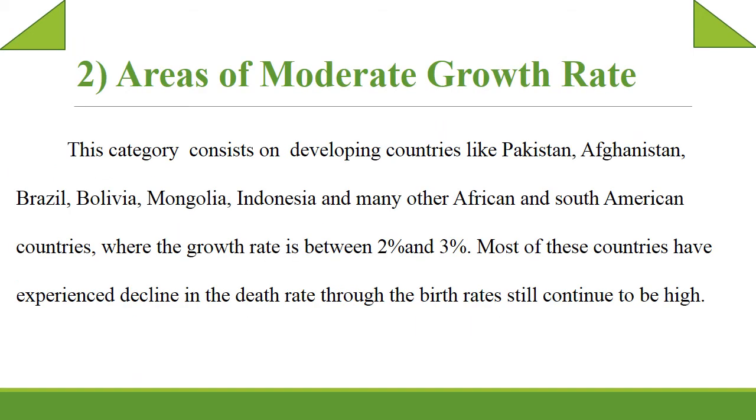The second one, areas of moderate growth rate. This category consists of developing countries like Pakistan, Afghanistan, Brazil, Bolivia, Mongolia, Indonesia, and many other African and South American countries, where the growth rate is between 2% and 3%. Most of these countries have experienced a decline in the death rate though the birth rates still continue to be high.